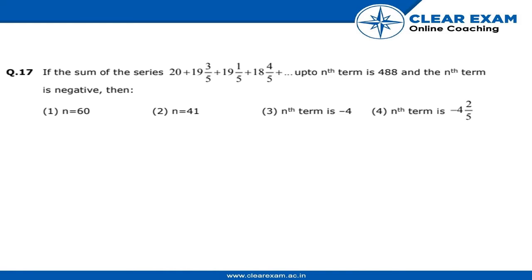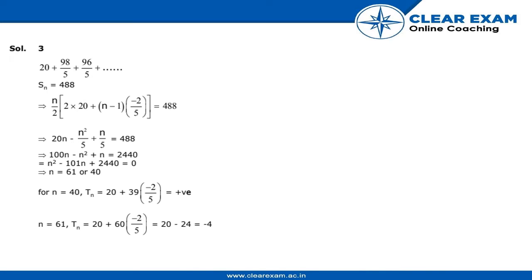Question number 17. If the sum of the series given below up to nth term is 488 and the nth term is negative, then first option n is equal to 60, second n is equal to 41, nth term is minus 4 or fourth, which is nth term is minus 4 into 2 by 5. Okay, so how to find the value of n?